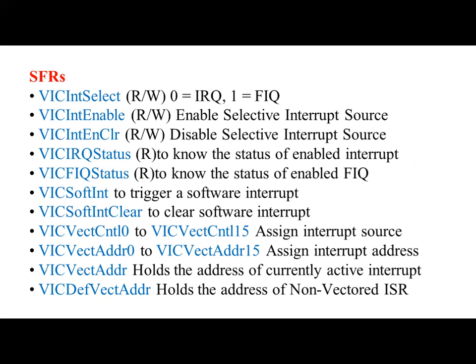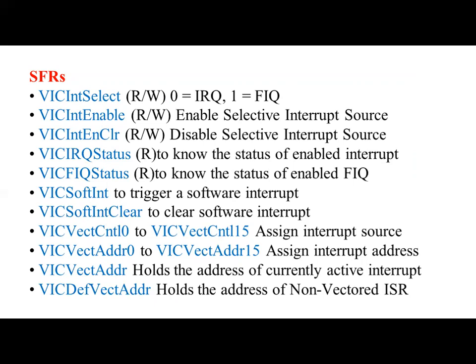Then VICIRQStatus is read only, to know the status of enabled interrupts. Now VICFIQStatus is read only, to know the status of enabled FIQ. VICSoftInt triggers a software interrupt. VICSoftIntClear clears the software interrupt. VICVectCntl0 to VICVectCntl15 assign the interrupt source.